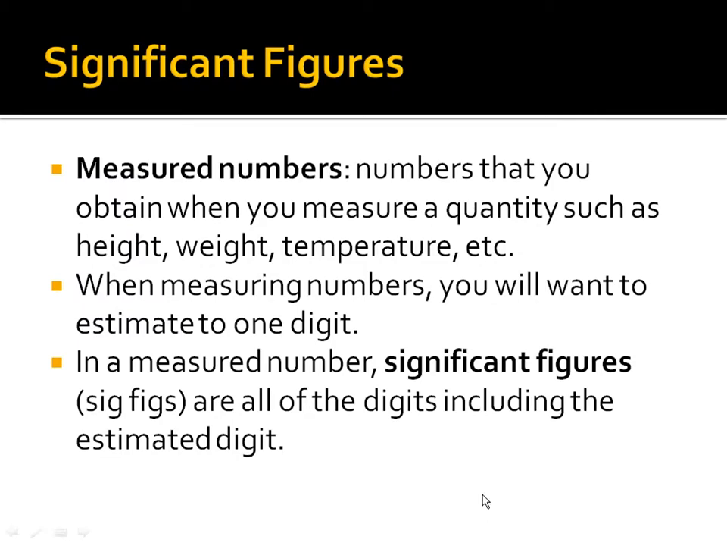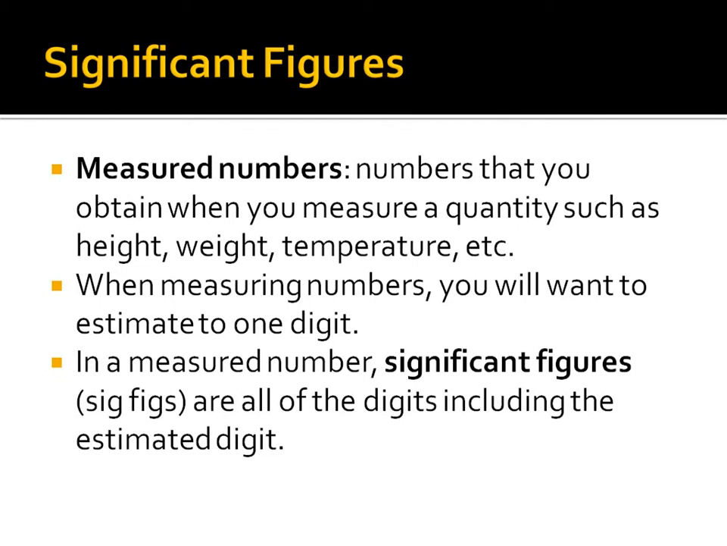When we take a measurement using some type of measuring device, we get measured numbers, and these are numbers that you obtain when you measure a quantity such as height, weight, temperature, etc. When measuring numbers, you will always want to estimate to one digit based on the device that you are using and how precise that device is.